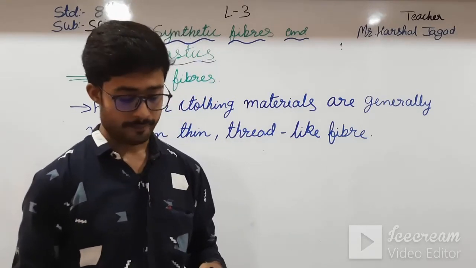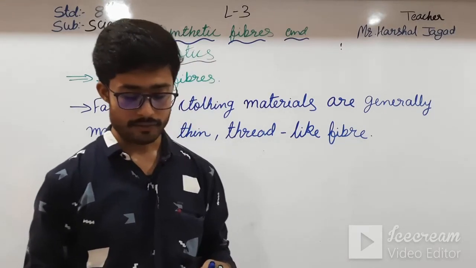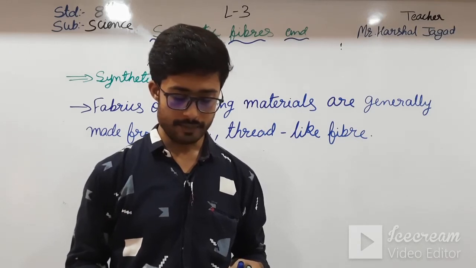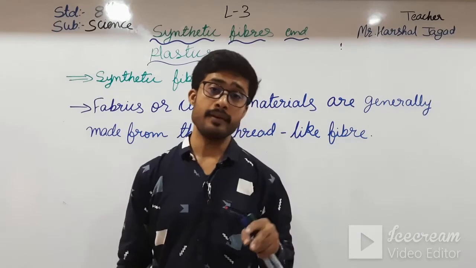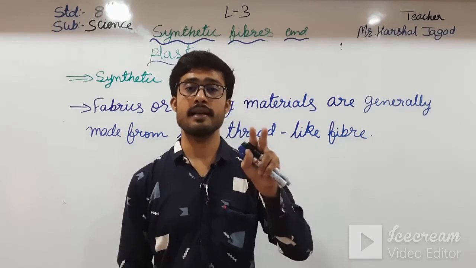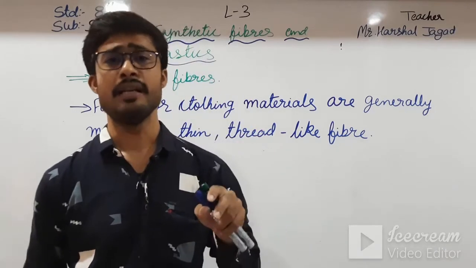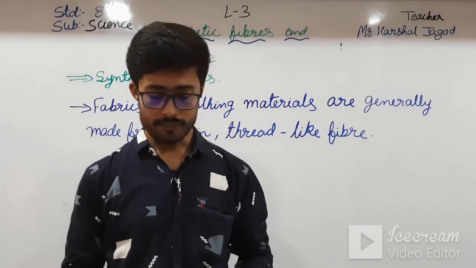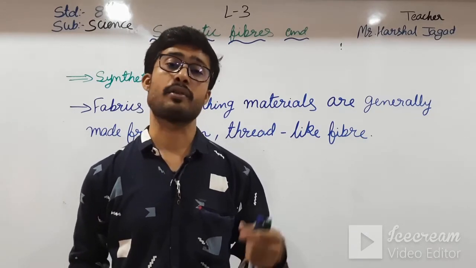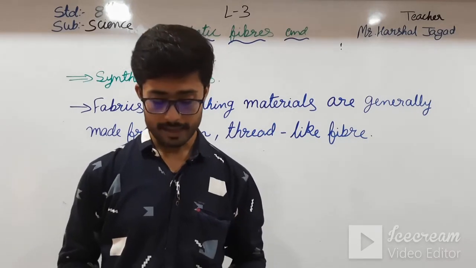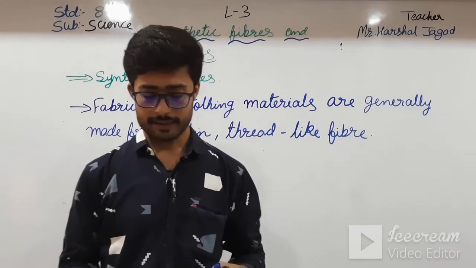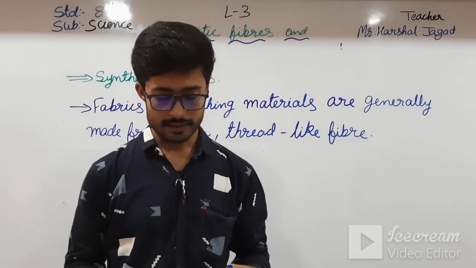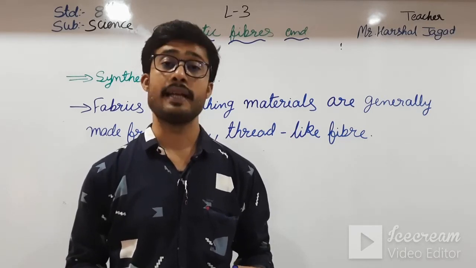Okay students, fibers can either be natural or synthetic. Natural fibers such as cotton and silk are obtained from plants and animals respectively. See here, fibers are of two types, synthetic fibers and natural fibers. The natural fibers are obtained from animals, plants and different objects. Whereas synthetic fibers are man-made fibers produced from chemical substances such as petroleum products, coal and natural gas.